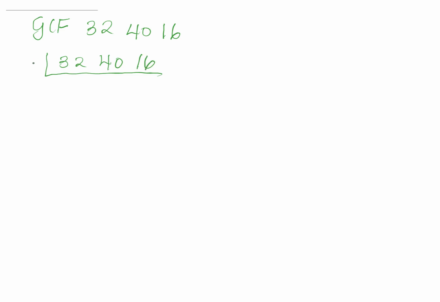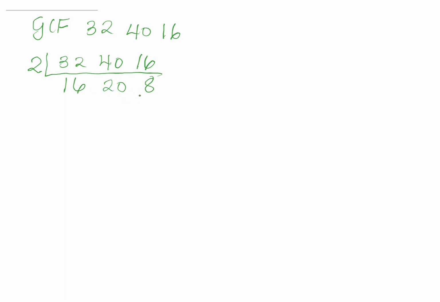Let's find the LCM and the GCF of three numbers. So suppose I want to find the GCF of 32, 40, 16. So again, I have my ladder. So I have my 32, my 40, my 16. They're all even, so I can divide by 2. 2 goes into 32, 16 times. 2 goes into 40, 20 times. And 2 goes into 16, 8 times.